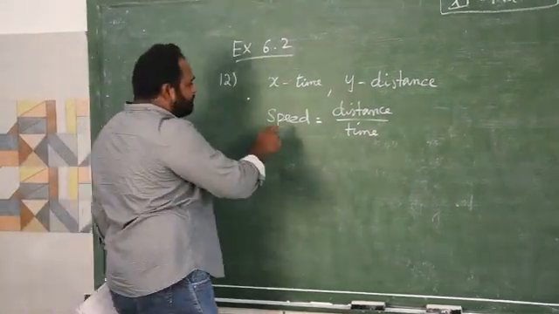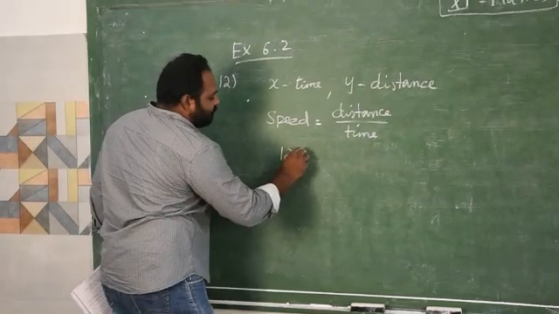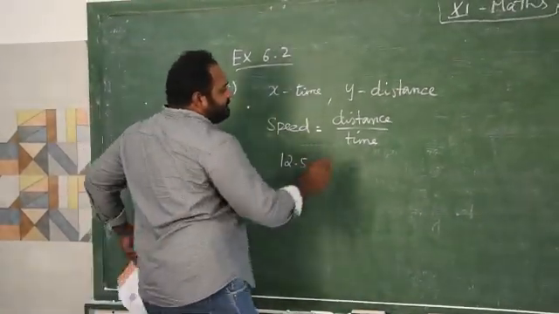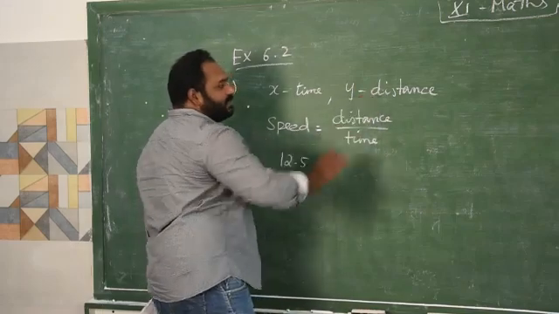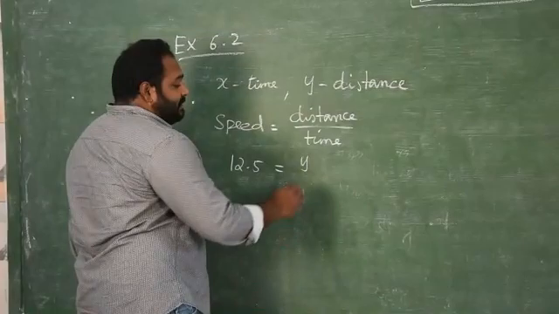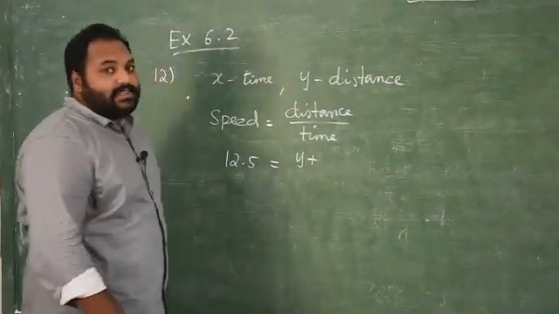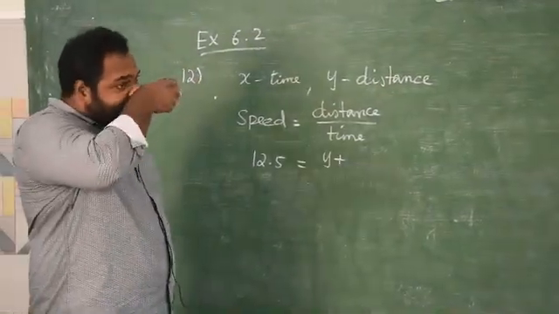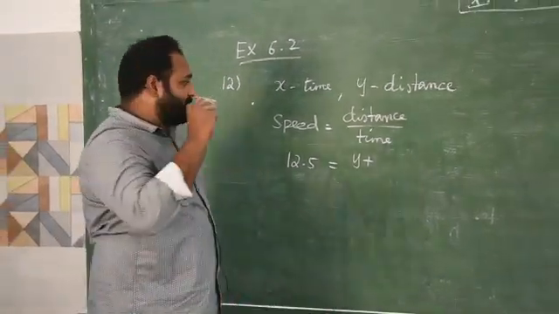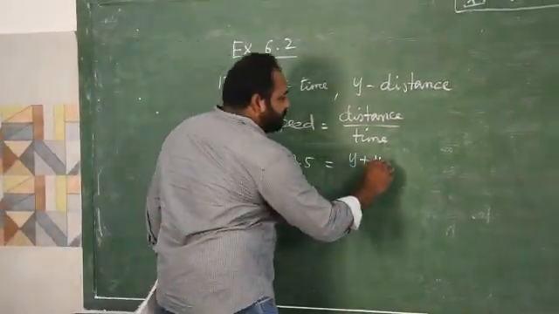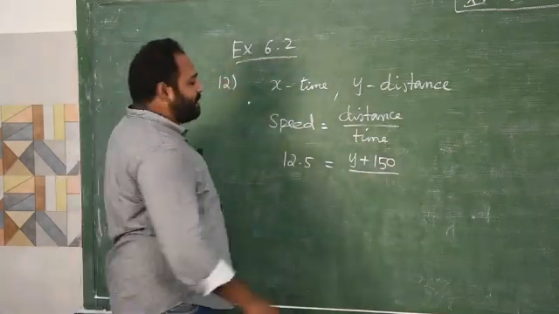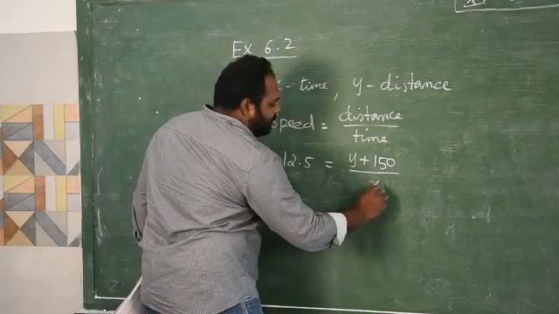So here speed is given. Speed is 12.5 meter per second. Also distance, I told you already, we have to take as y, plus the train length, because the train is a lengthy object. So we have to add the train length with the distance. So 150 meter is also added with the distance. Time we take as x.